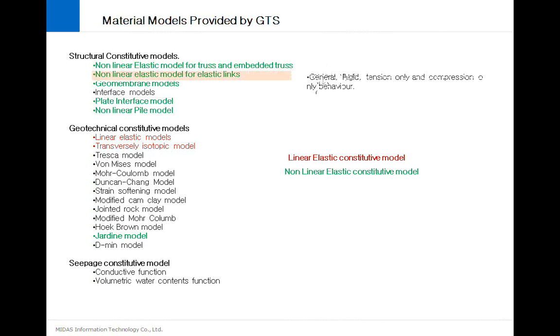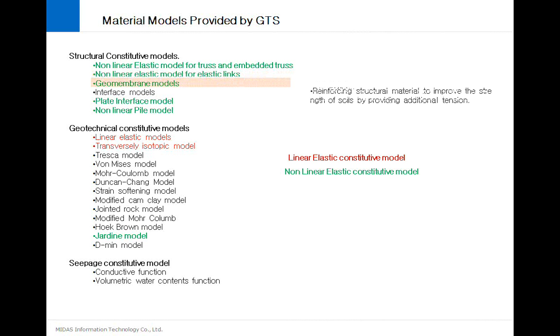Non-linear elastic model for elastic links, with which you can account for the general rigid, tension only, and compression only behavior of the elastic link. The geomembranes are reinforcing structural material to improve the strength of the soil by providing additional tension.